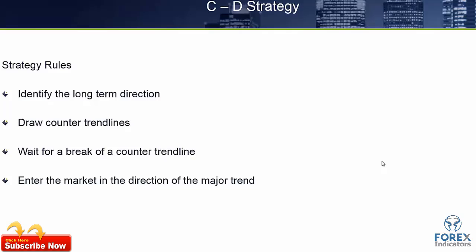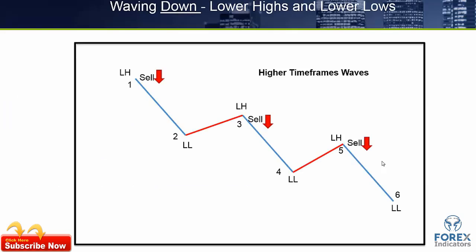Once you've identified that, then you need to start drawing your trend lines in. Draw your counter trend lines in and draw your actual trend lines in the direction of the trend. Wait for a break of the counter trend line and then enter the market in the direction of the major trend. So here's what it looks like.